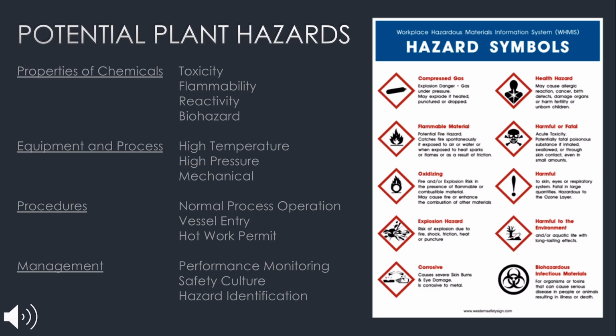Potential plant hazards include properties of the chemicals, which could mean toxicity, flammability, reactivity, and biohazard, as well as equipment and process, which includes high pressure, high temperature, and mechanical, or procedures for normal process operation, vessel entry, and hot work permits, as well as management for performance monitoring, safety culture, and hazard identification.